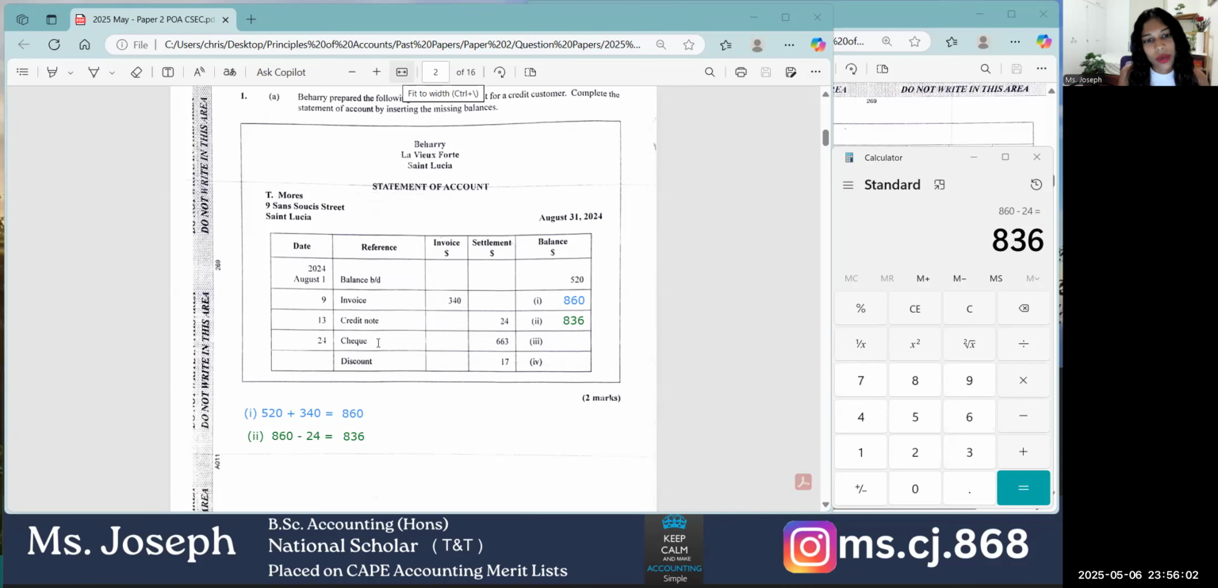All right, next up, on the 24th of August, there was a check that would be paid to us, which would be Bihari, for $663. What is paid to us, we are going to minus it from what is owed. So we're going to say 836 minus 663. We'll get 173. Again, we want to show all our workings, just in case, let's say we made an error and the examiners want to know how did you arrive at your answer.